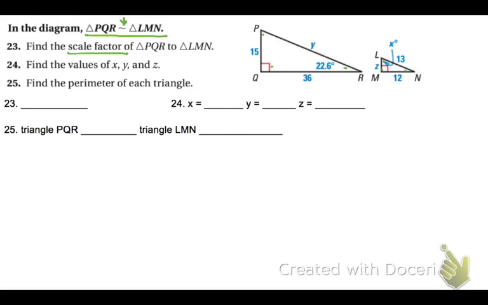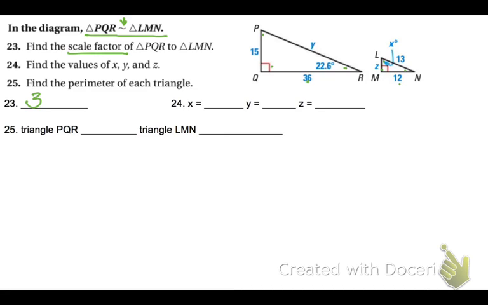So again, we're going to pick our easiest side. 15 corresponds to z, that's not going to help us. y corresponds to 13, but that's not going to help us. But here, 36 corresponds to 12. So we just put 36 over 12 equals 3, because 3 times 12 is 36. Number 23, our scale factor is 3. Okay, easy peasy.